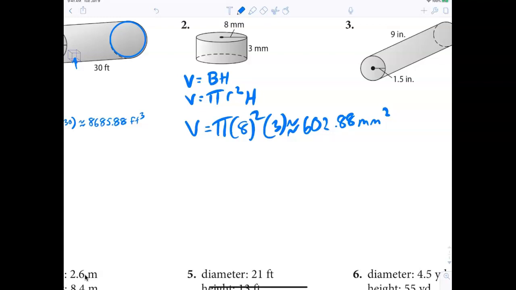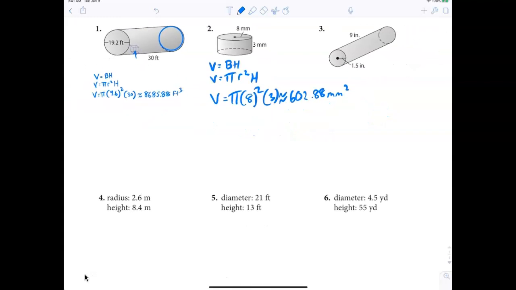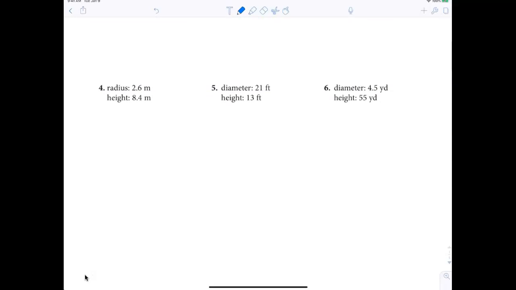I'm pretty confident you guys can do number 3 now. What's the difference between 4, 5, and 6, and 1, 2, and 3? There's no picture. That's it. I'm confident in 1, 2, 3, 4, 5, 6. Everybody good? That's your homework. Now I'm moving on.